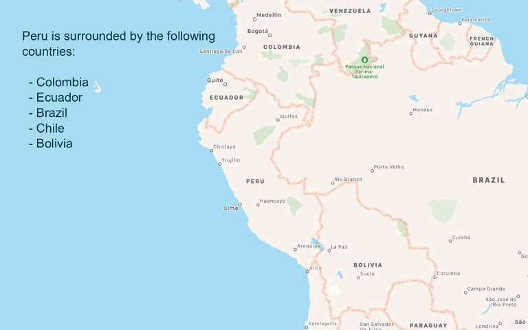And lastly, I just wanted to let you know what other countries surround Peru. So Peru is surrounded by the following countries. You have Colombia to the north. You have Ecuador to the north as well. Brazil to its east. Chile to the south, which is right here. Kind of got cut off. And then Bolivia right here, right next to it. And those are the 5 countries that touch or border Peru.